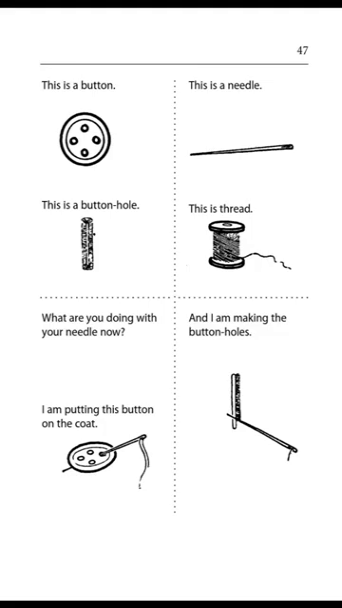Page 47. This is a button. This is a buttonhole. This is a needle. This is thread. What are you doing with your needle now? I am putting this button on the coat, and I am making the buttonholes.